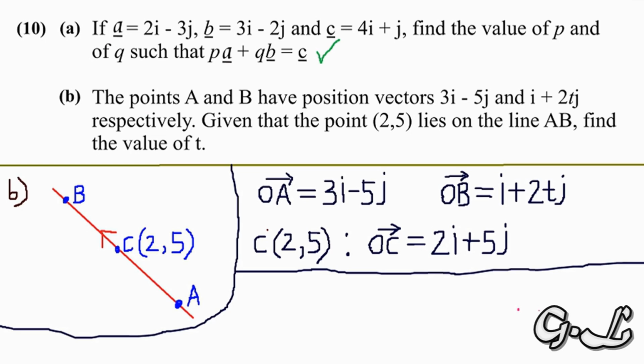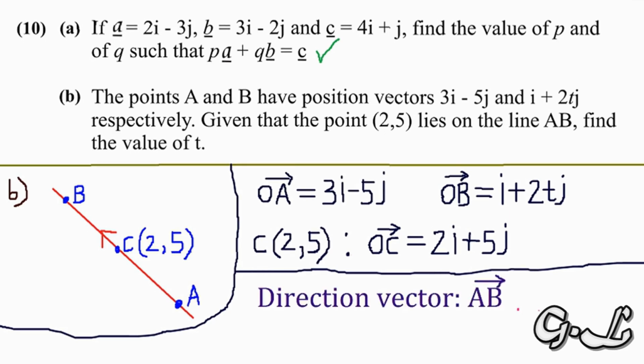Okay, so now we have the position vector for A, the position vector for B, and also the position vector for C. So we're going to get to the next step. The next step that you need to take is to find the direction vector for AB, from the point A to B. That's one thing that you need to keep in mind.